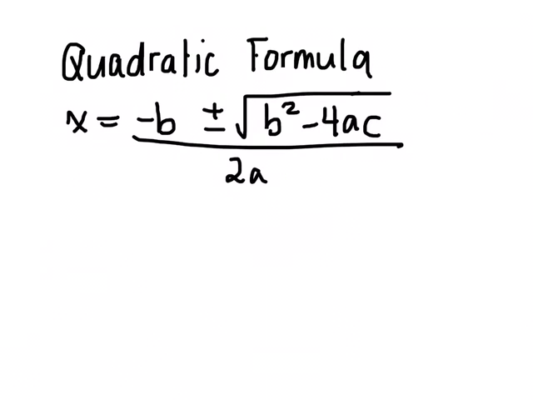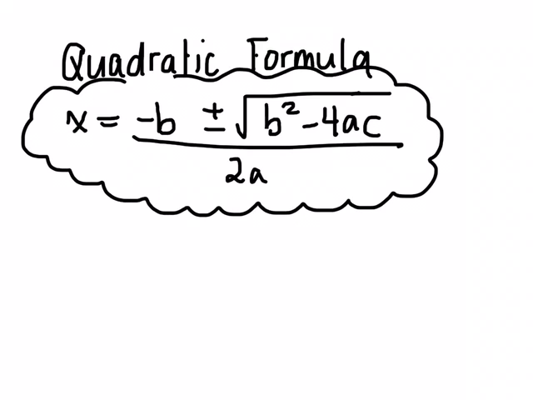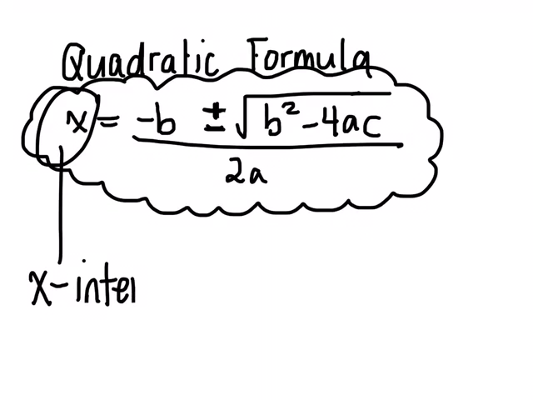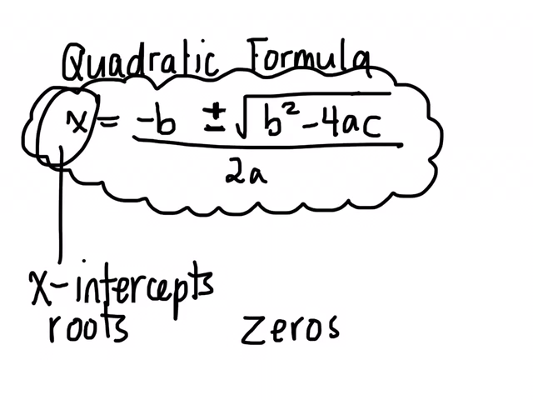Okay, so what we're going to be doing today is looking at the quadratic formula, which is x is equal to negative b plus or minus the square root of b squared minus 4ac, all of that divided by 2a. I'm going to break it down for you. But you use the quadratic formula to find the x-intercepts, or the roots, okay? What's another name for the x-intercepts? Roots of the equation and zeros of the equation, okay?